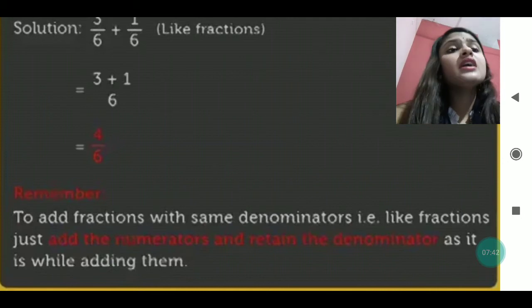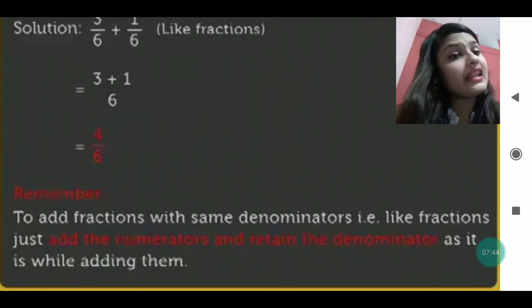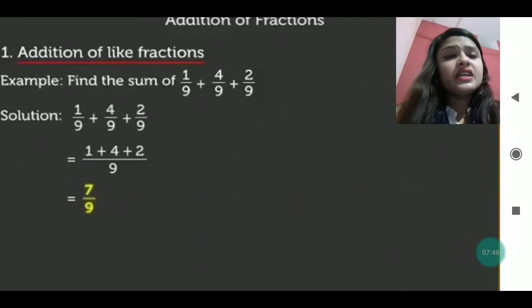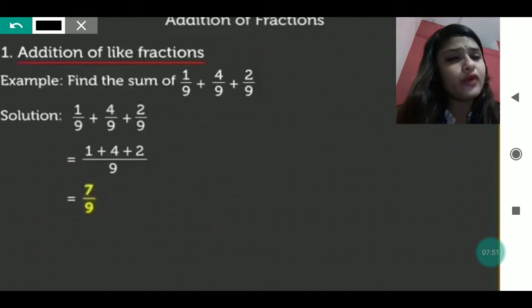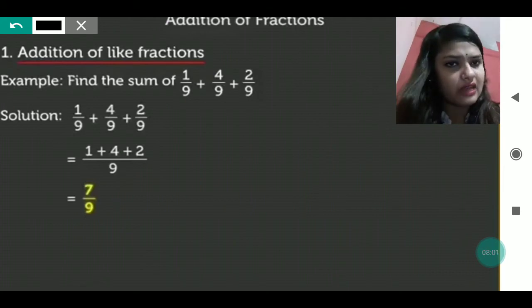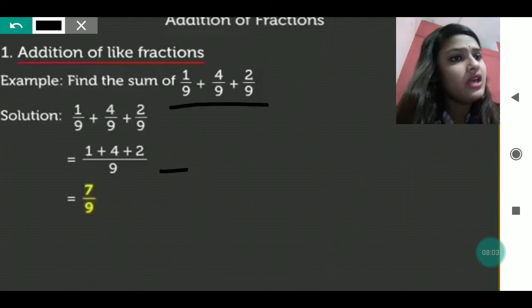When you are adding like fractions, in the same way, this has also been done, my dear. You can see 1 by 9, 4 by 9 and 2 by 9. We have to find the sum of all these. Sum means to add up. So you will write the common denominator downside, that is 9, which is common in all. 1 plus 4 plus 2 we will add. 1 plus 4 is 5, plus 2 is 7. So we will write 7 by 9.